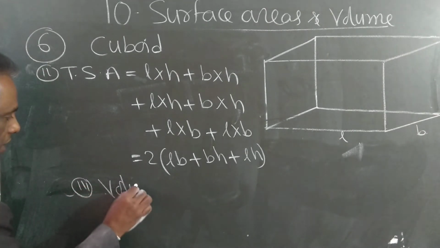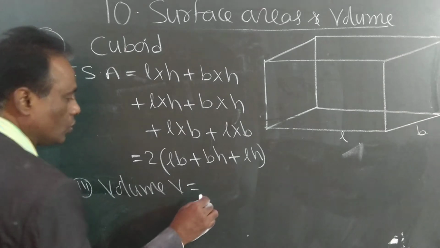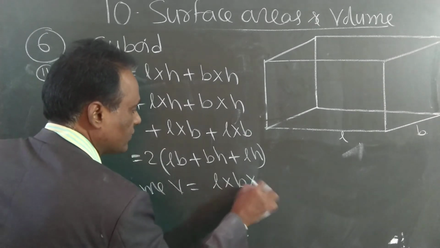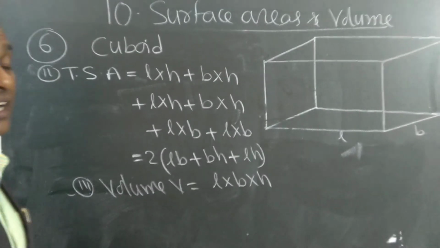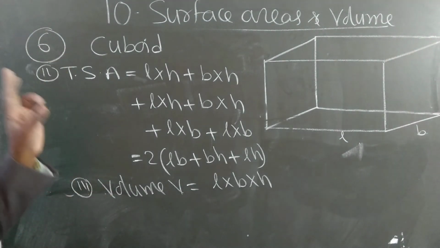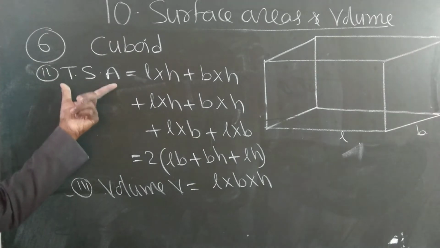And the third formula: volume is equal to length into breadth into height. Volume of cuboid is length into breadth into height. Write down these 3 formulas for cuboid: lateral surface area, total surface area and volume.